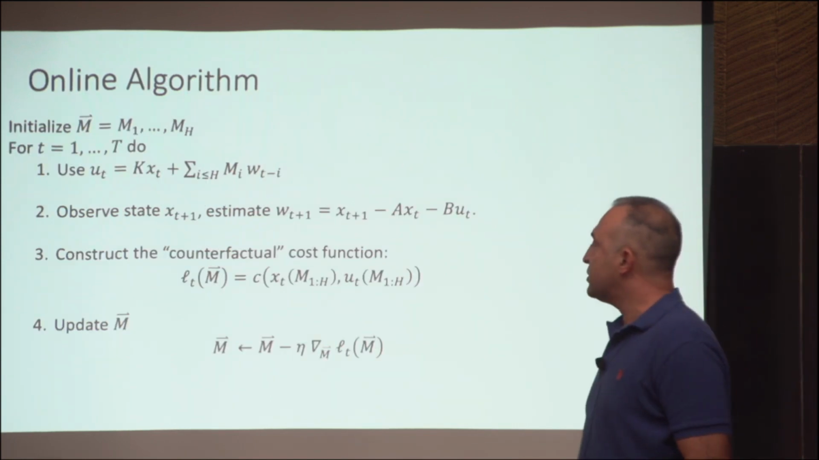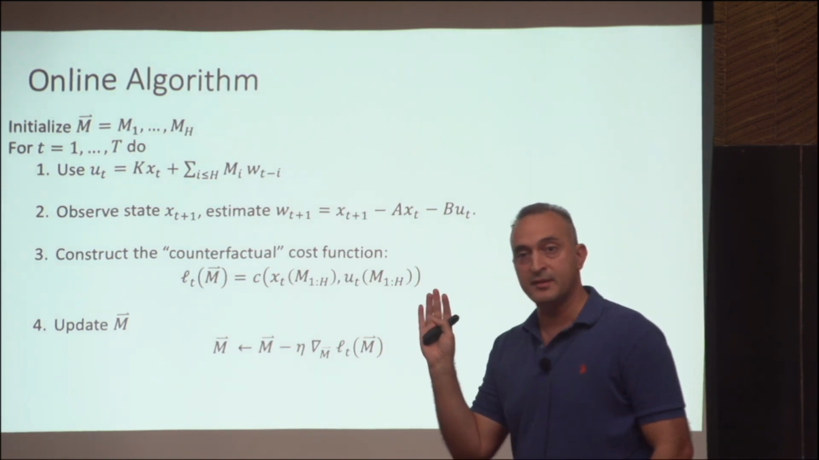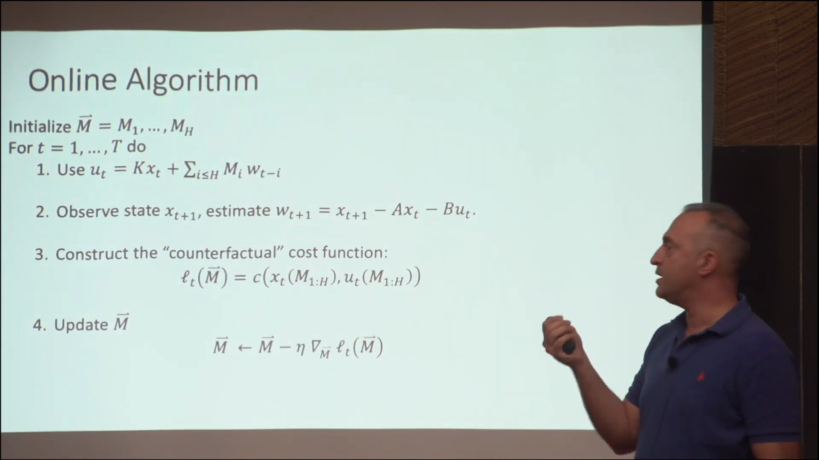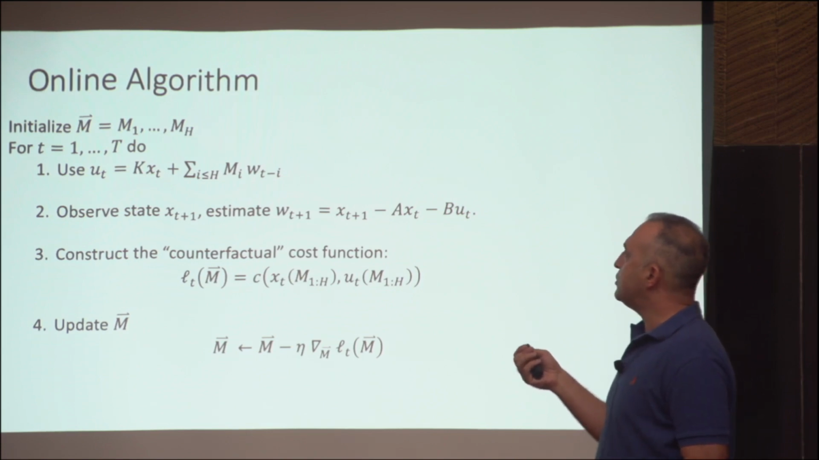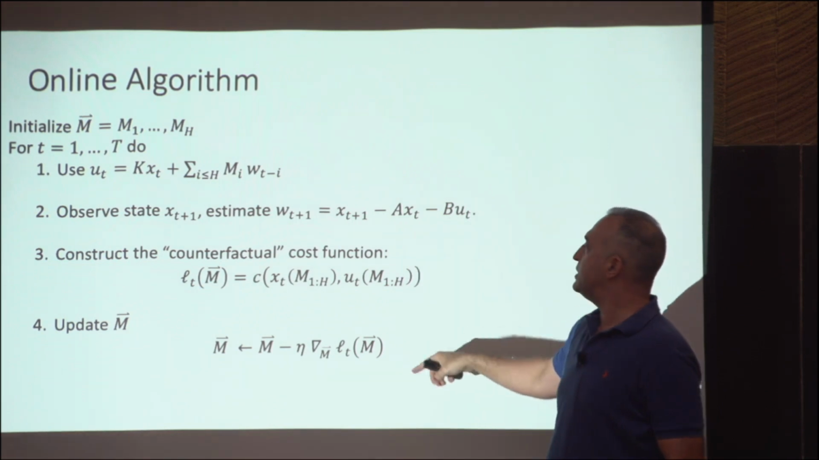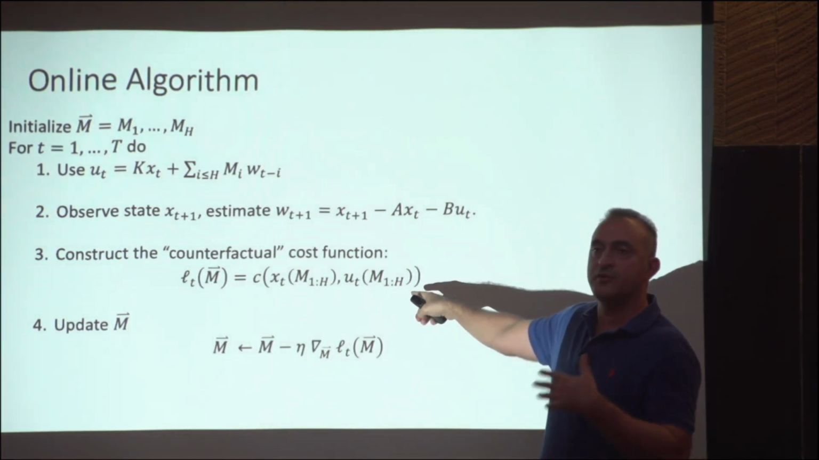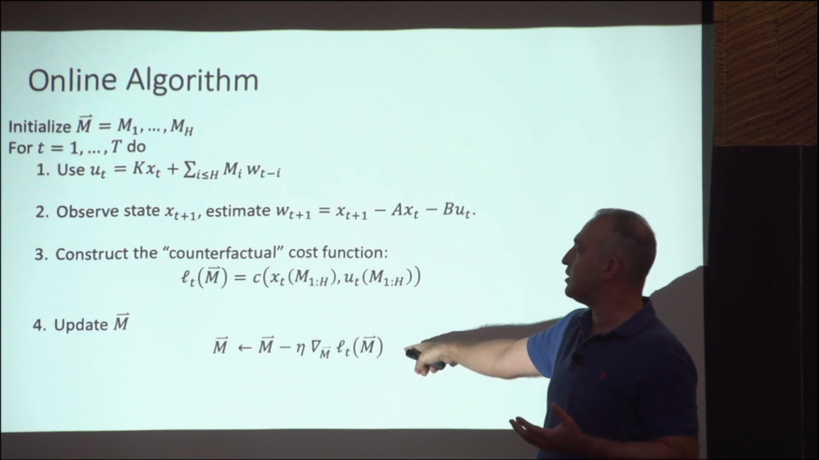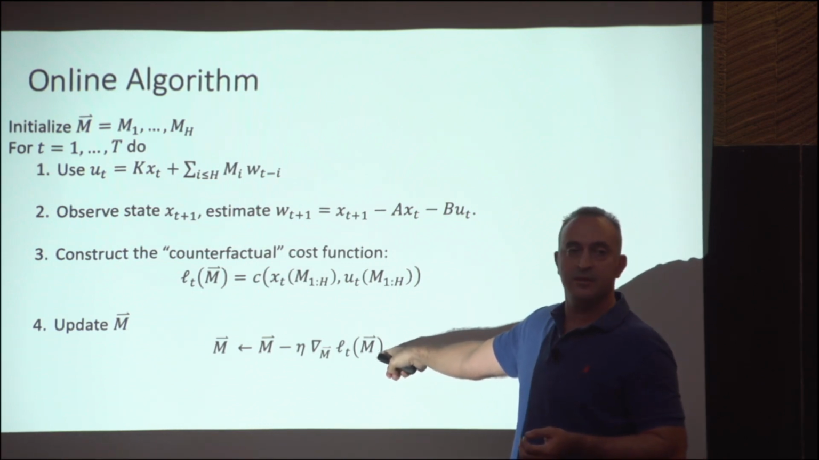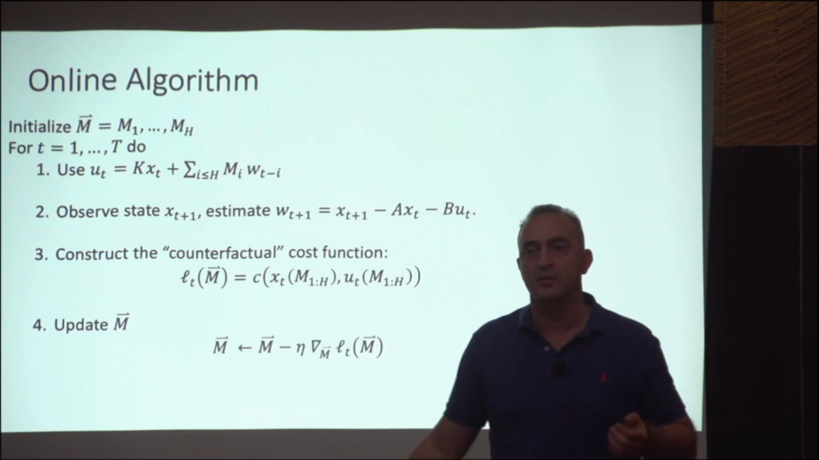So here is how the algorithm looks. You start with some arbitrary matrices and a stabilizing controller K. What you do is you observe the state, you estimate the perturbation, because you know the system. You construct the counterfactual loss, which is a function of the matrices only, and you update using gradient methods on these functions, and use that as your control. Yeah, question?